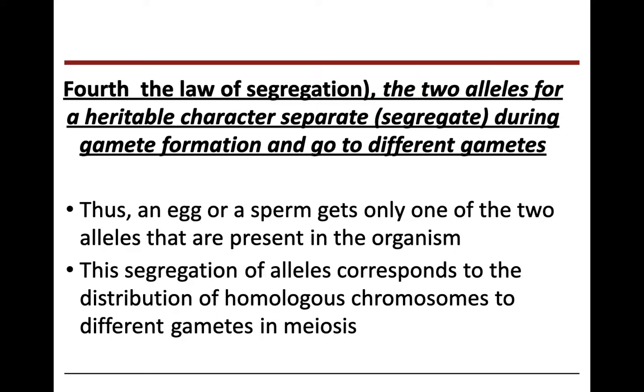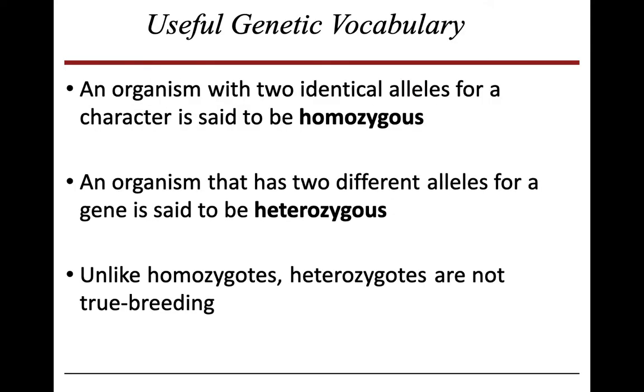The 2 alleles for a heritable characteristic sort of separate during gamete formation. And we know this because of independent assortment and the division of homologs during meiosis 1. So we might get mom or dad genes depending on how that process goes. If an organism has 2 identical alleles, we call them homozygous, homo meaning same or similar.